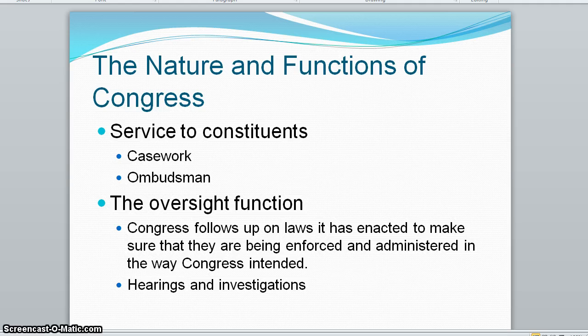Congress is also responsible for oversight: following up on laws to ensure that they are being administered and enforced by the executive branch as intended. And Congress often eases up on any inquiries when the president is from their party and cracks down with hearings and investigations when the president is with the opposition.